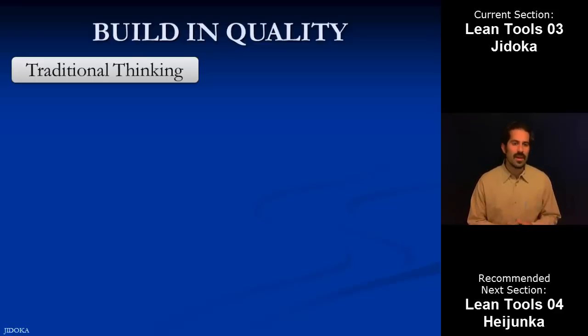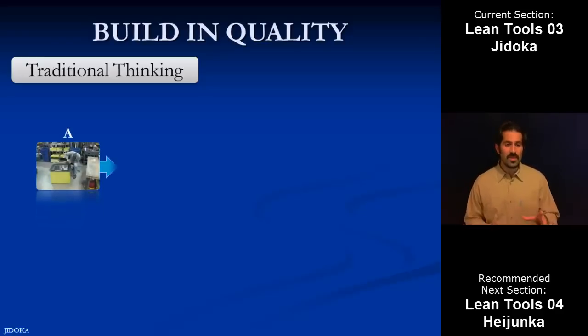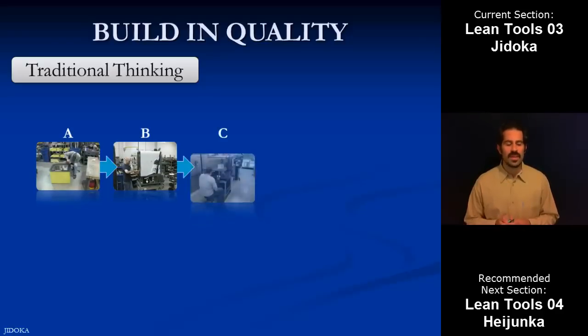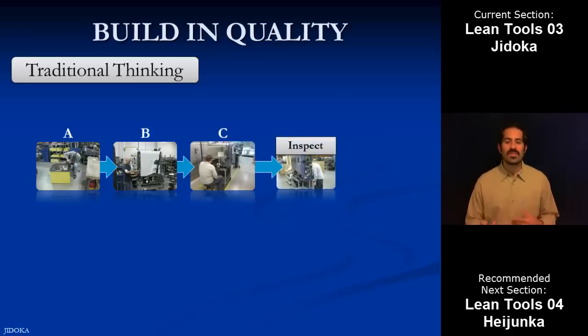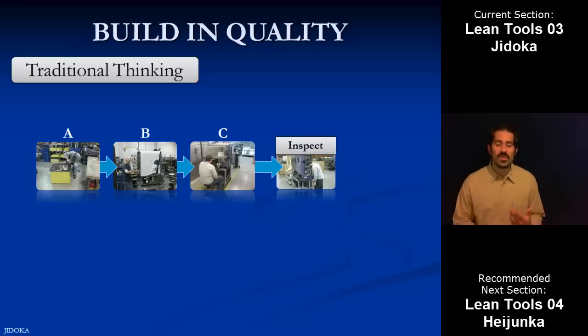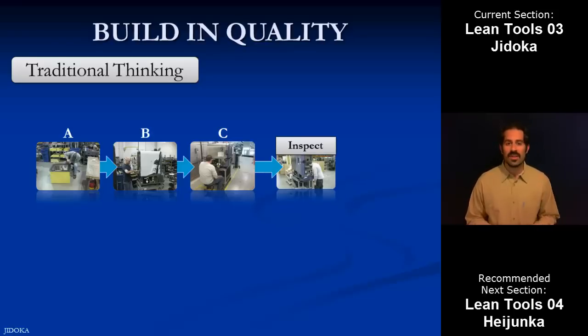As is par for the course in these sections, we're going to do some comparing and contrasting with the typical traditional way of thinking about these concepts versus how we want to shift our approach to lean concepts, lean thinking ideas. In the traditional model of building in quality, if we lay out a sample production line with just 3 basic processes, at the end of that we normally have some level of inspection, some quality control, catching the product as it comes off the line.